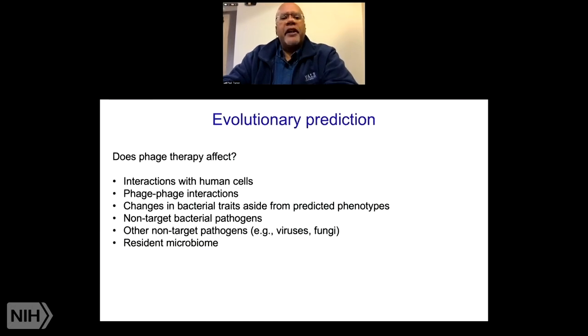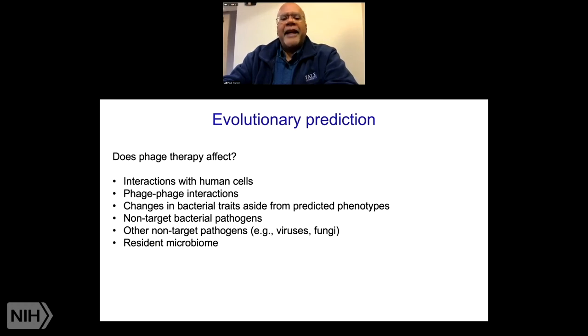So in our evolutionary prediction, we have to think of phage therapy affecting things other than what we are directly predicting. It could be interactions with your cells. There could be interactions with other phages within your body. There could be changes in bacterial traits aside from the ones that we're predicting.